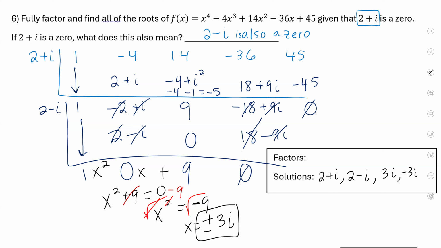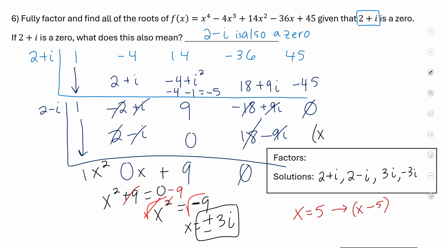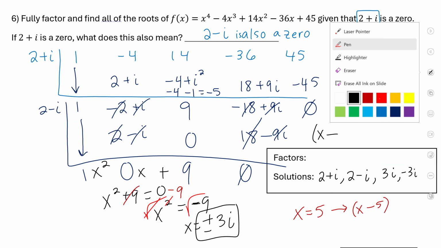Now let's talk about the factors. Okay, now talking about the factors, let me go back and give you a simpler example. Let's pretend my solution was x equals 5. What would the factor be? x minus 5, right? Okay, we're going to do the same thing for this. I'm going to do x minus, and then I put my answer in here.